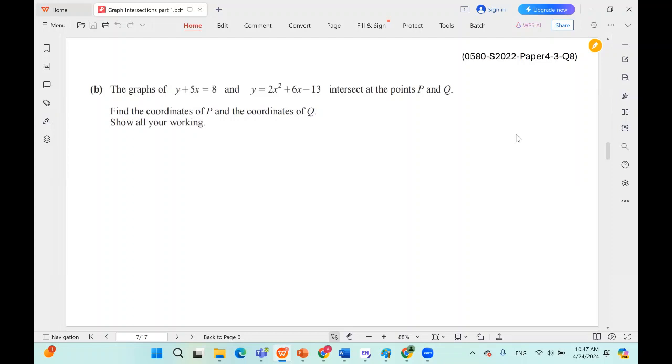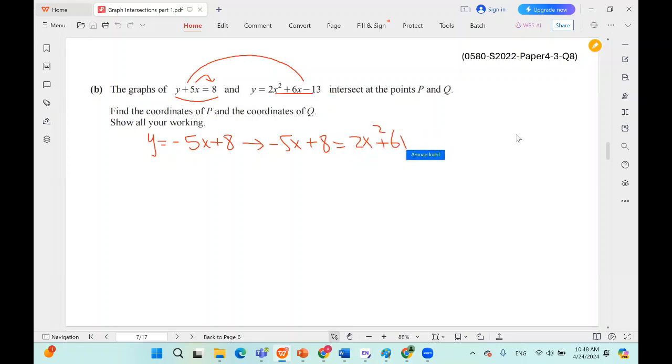Again, we have two graphs that intersect. So the main concept here is to understand that intersecting graphs means equating the two expressions together. However, the challenging part here, or the slightly different part, is that y is not isolated. So first we need to isolate the y. So y equals negative 5x plus 8. All I did here was just take the 5x to the other side. And now negative 5x plus 8 equals this expression here, 2x squared plus 6x minus 13.